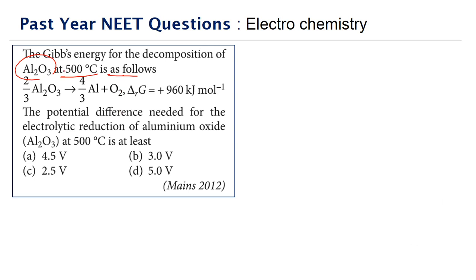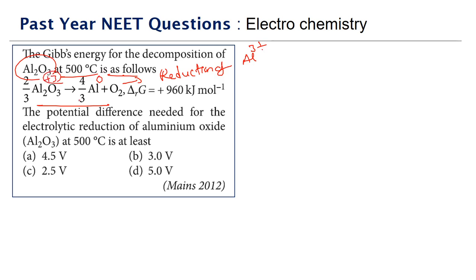If you see the decomposition, we can also see it as the reduction of Al3+. Because if you see the reaction, on the left hand side, the reactant side, we have Al2O3, which means aluminum is in the +3 state. On the right hand side, aluminum is in the ground or free state. The oxidation number of aluminum is 0 here, and it is +3 there, which means aluminum is undergoing reduction.